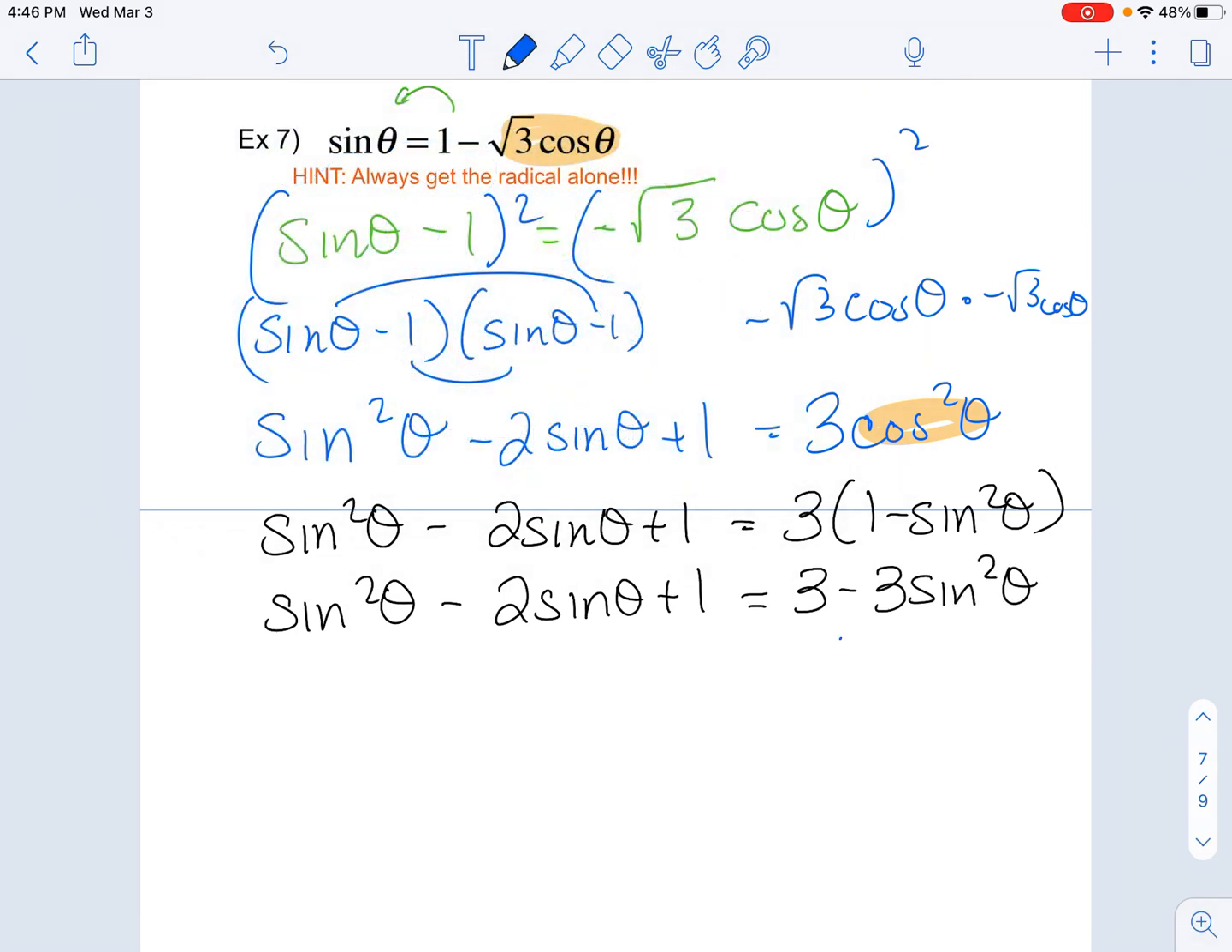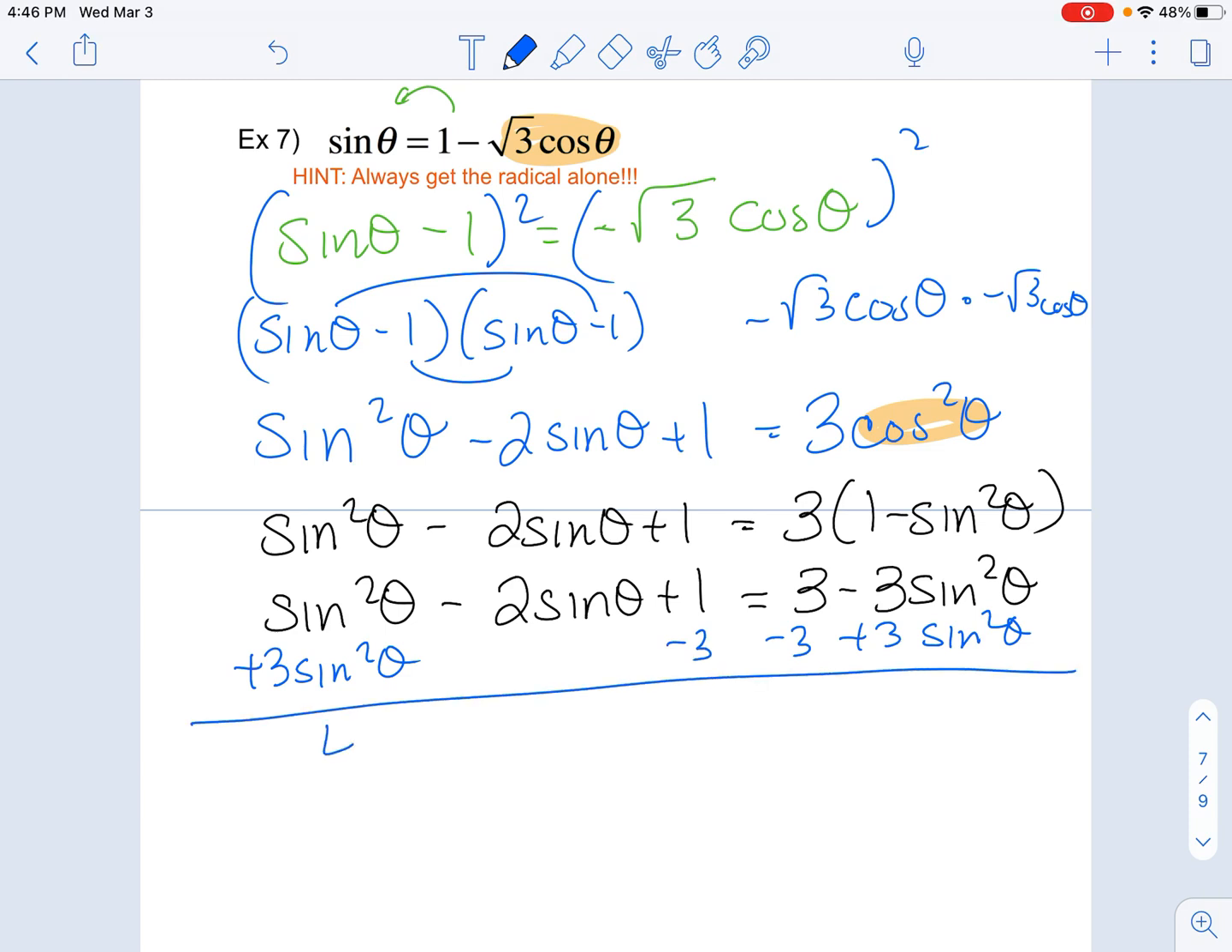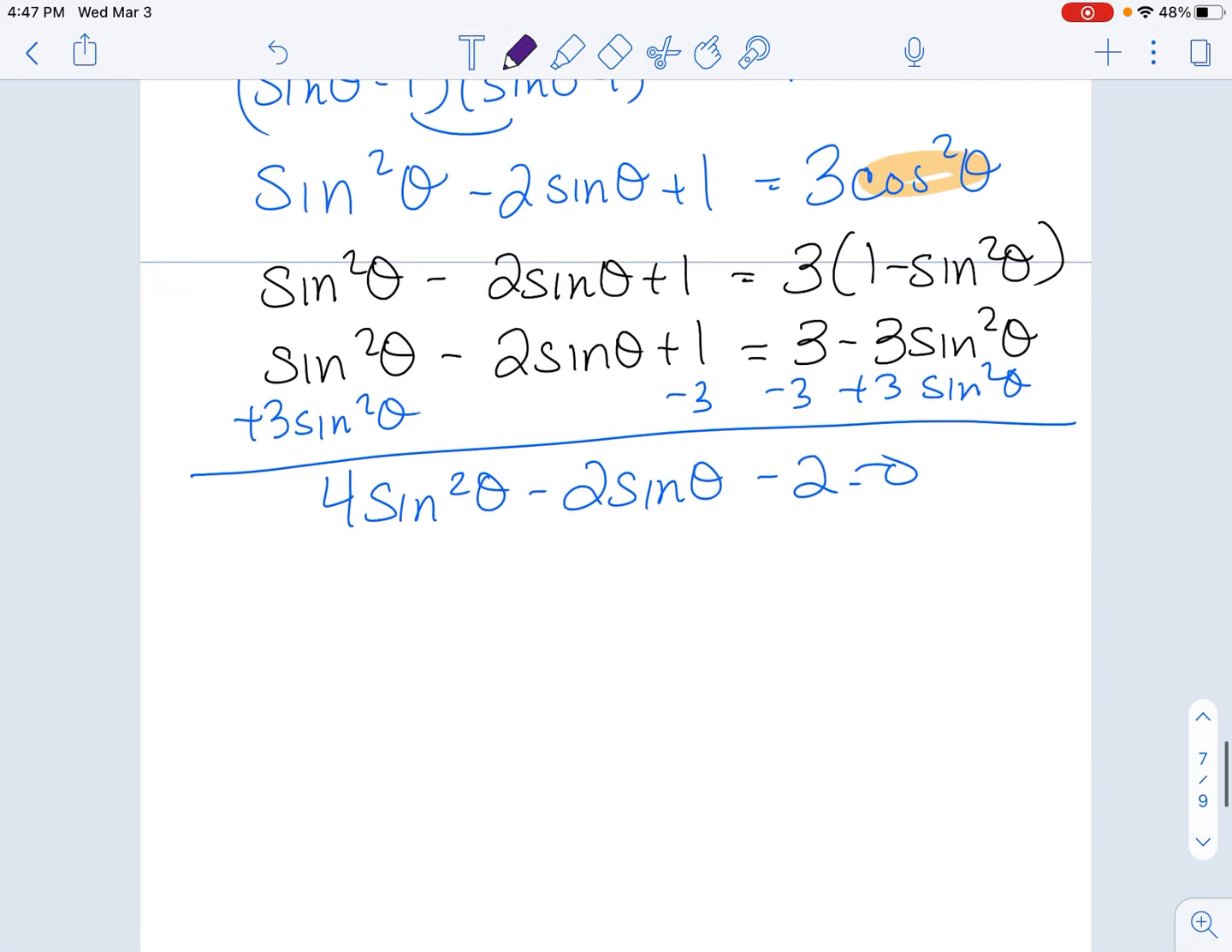Let's get everything on one side. So I'm going to add that 3 sine squared over here, and then I'm going to subtract the 3 as well. So that gives me 4 sine squared theta minus 2 sine theta minus 2 equals 0. All right, I always want to try to factor first before I jump to the quadratic formula. I can pull a 2 out here. So that gives me 2 times sine squared theta minus sine theta minus 1.